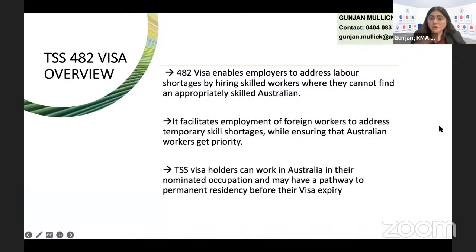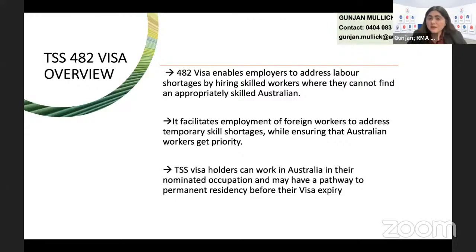Okay, so in general, when we talk about the 482 visa, what is a 482 visa? Generally, I'm asked this kind of question: what is a 482 visa? Is it a permanent residency or is it a temporary residency? What is this kind of visa? So what the 482 visa does is it enables employers to address labor shortages. So the department basically introduced this visa to fulfill the labor shortage in Australia.